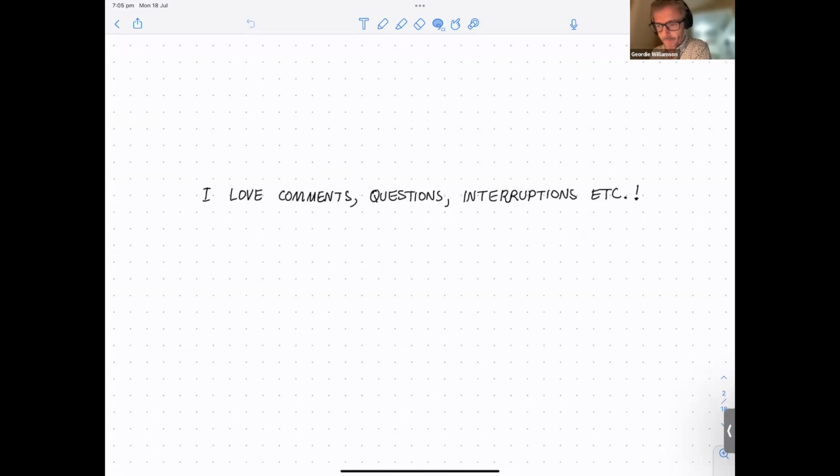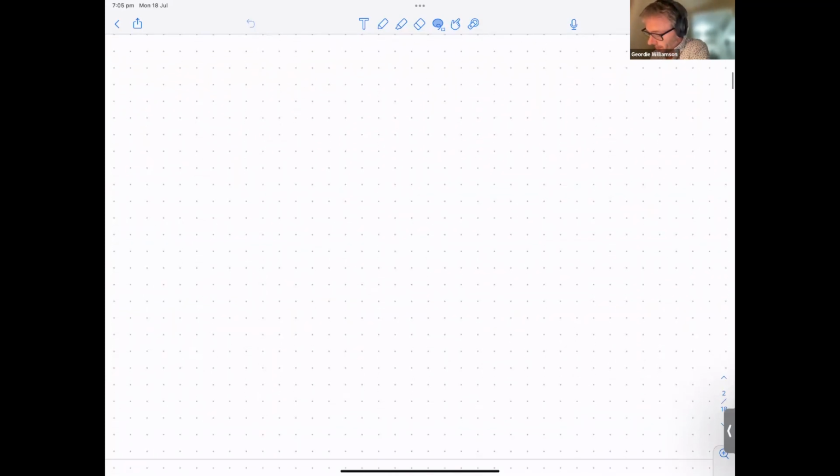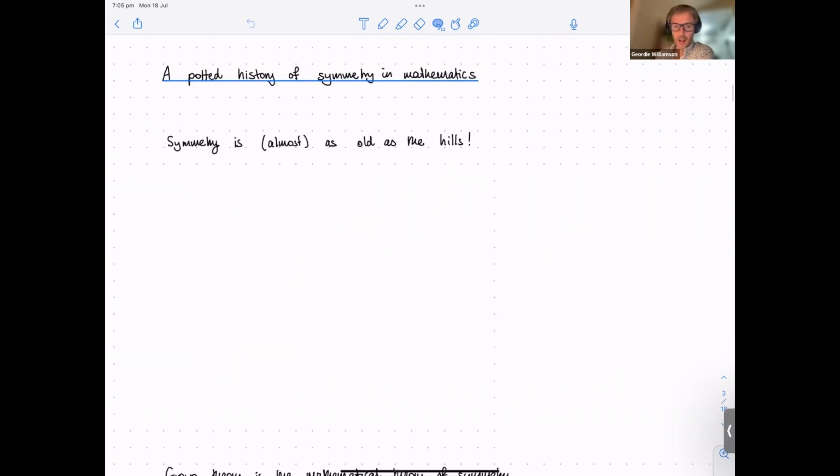Okay. So I'm assuming that the background of most of you is more in computer science and less in mathematics. So I'm going to go over some of the mathematical foundations of what I'm talking about. So I want to start off with symmetry in mathematics.